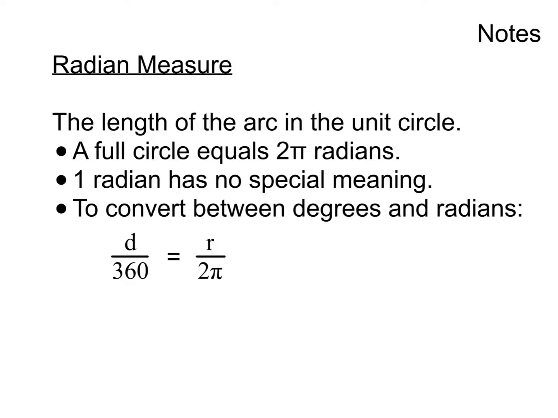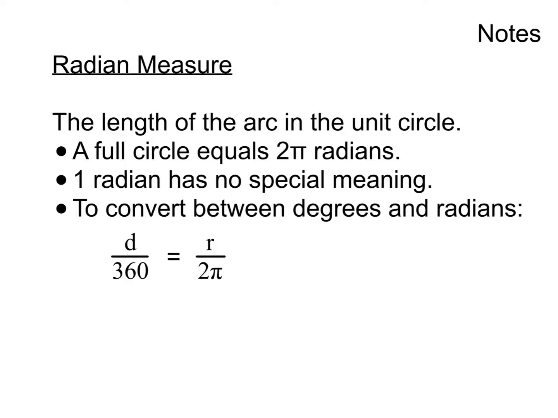Make sure it's correctly written on your paper and easy to find later, because you'll be coming back to it a lot. It is d over 360 equals r over 2 pi. d is degrees, r is radians in this formula. You'll be converting both ways, from degrees to radians and from radians to degrees. So whichever one you know, you plug it in for either d or r, depending on if you know the degrees or if you know the radians.